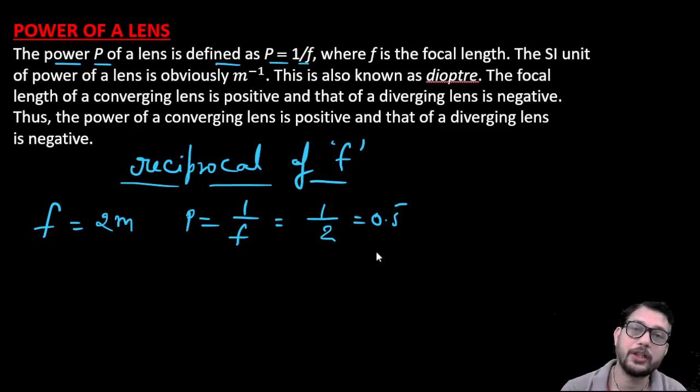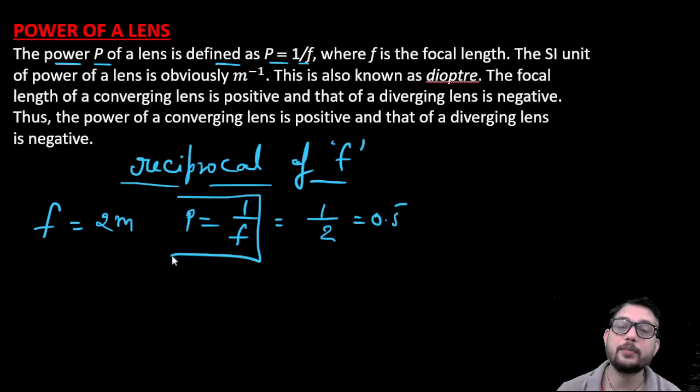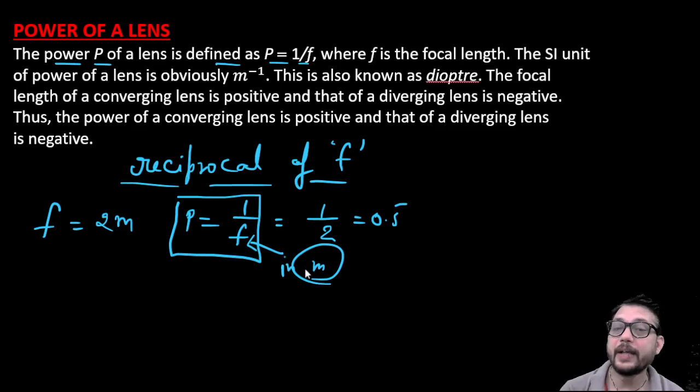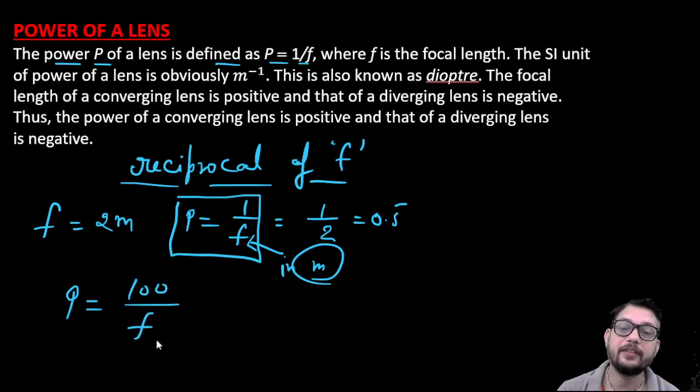Now, one thing you should remember is that while using the formula P equals 1 upon F, F must be in meter. Now, what if F is not in meter but in centimeter? Then in place of 1, we have to take 100. It means P equals 100 upon F, where F is in centimeter. I hope this is now clear to all of you.